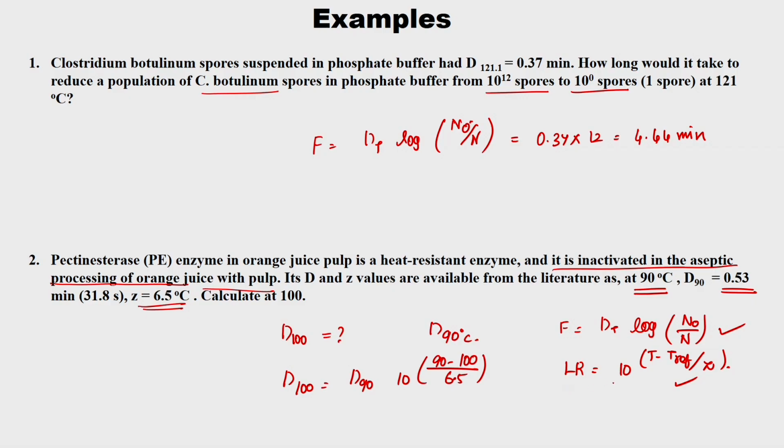So what you are supposed to do is this divided by this, the reference temperature will go. So only this T minus T, that is nothing but 90 minus 100. The Z value is the same for both temperatures, that is nothing but 6.5. So then you substitute D as 0.53 into this value, 10 to the power of (90 minus 100) upon 6.5. So this comes around 0.92 seconds.